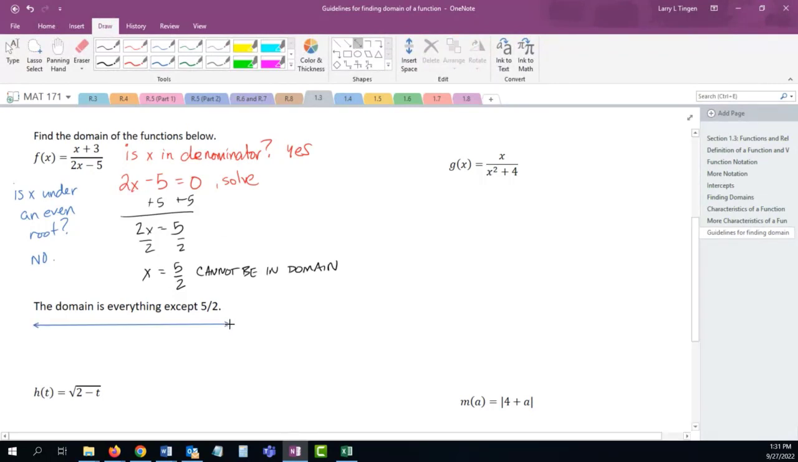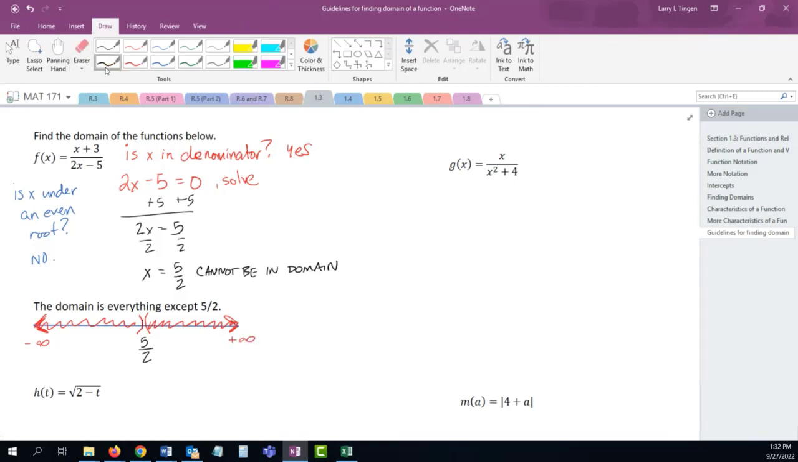What does that look like on a number line? All right, well, it looks like here's 5/2, and the domain starts at negative infinity, goes all the way up to 5/2, stops, does not include it. I hop over it, I pick up on the other side, and I go on in the positive direction forever. So this arrow represents negative infinity. This arrow represents positive infinity.